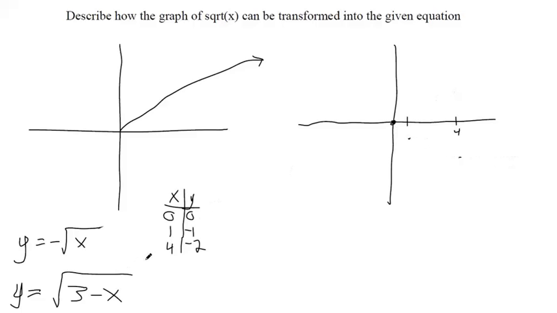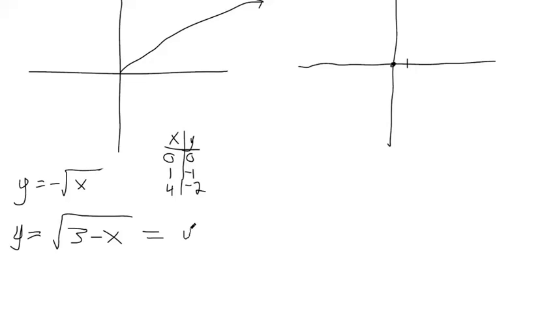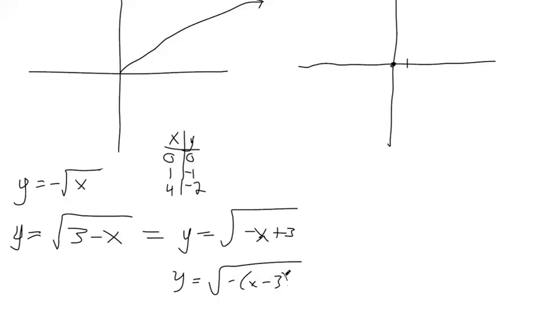But now, if you do something to the inside, if you just multiply the domain variable x by a negative sign, then that reflects it about the y-axis. Okay, so let me rearrange this just a little bit. This is the same thing as y equals the square root of negative x plus 3, right? So we can factor it a little bit more. This is negative x minus 3.